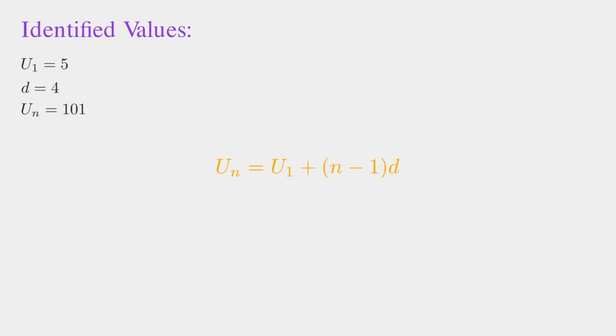Again, let's use the arithmetic sequence formula. We have Un is equal to U1 plus n minus 1 times D. Let's substitute the values that we have. So we get 101 is equal to 5 plus n minus 1 times 4. Again, this is a linear equation. Solving this equation will lead us to n minus 1 equal to 24. So n will be 25. So there are 25 terms in this arithmetic sequence.